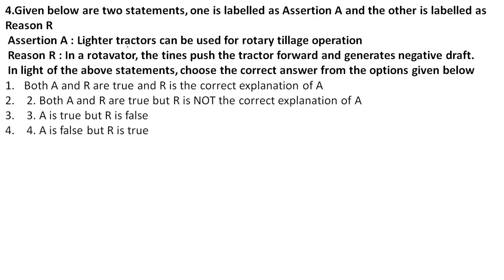Assertion: lighter tractors can be used for rotary tillage operation. Yes, you can use lighter tractors, which are very powerful, in rotary tillage operation. And in a rotavator, the tines push the tractor forward and generate a negative draft. Yes, it pushes the tractor forward, so when it pushes forward, a negative draft is created. So both A and R are true, and R is the correct explanation of A. So option A is the correct answer.